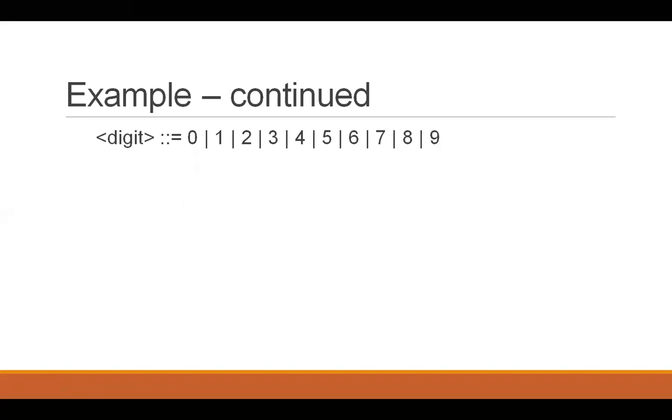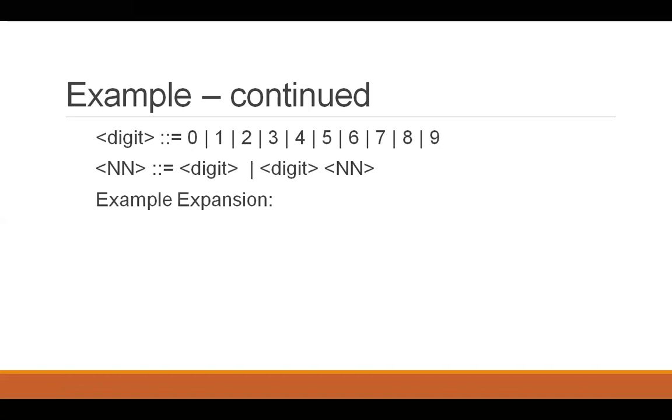Now continuing with our example, again with the same things, digit is defined as all the digits from 0 to 9. The natural number is defined as digit or digit followed by the natural number, and excuse me for this. Yeah, sorry, we're back on track.